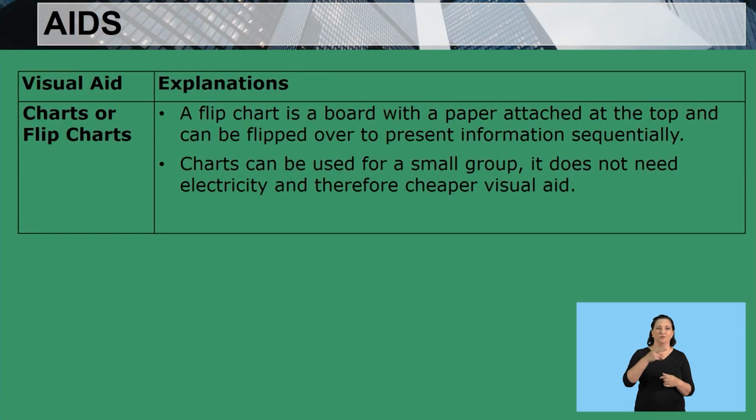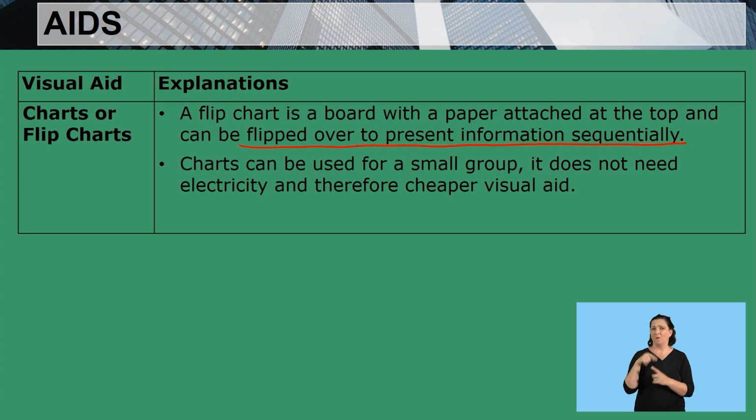All right, and then we've got charts or flip charts. So a flip chart is a board with paper which is attached at the top and can be flipped over to present information sequentially. Sequentially. So it's like papers, and you're writing, then it flips over, and you're writing something else, and then it flips over. I'm sure you're familiar with this one.